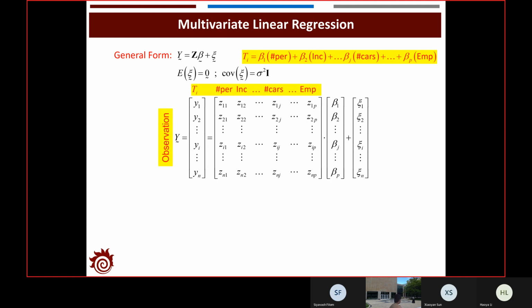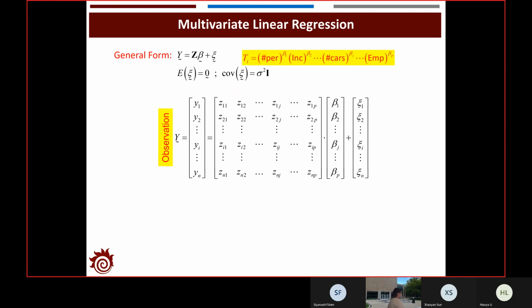Then you can define that Y would be the trip rate, the number of trips, and Z1 would be the number of persons, Z2 would be income, and Zj would be the number of cars, and Zp would be the employment status, and so on. So those would be the observations.